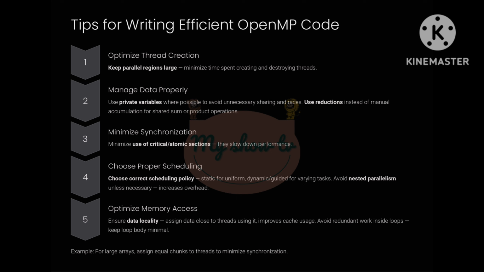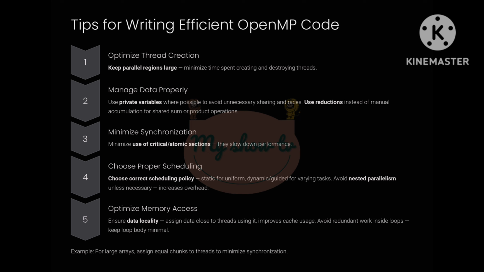Choose the right loop scheduling policy. Static works for equal workloads. Dynamic or guided helps when tasks vary in size. Avoid nested parallelism unless really needed, because creating threads inside threads is very costly. Ensure data locality. Make sure threads work on data stored close together in memory to avoid cache misses. Avoid redundant work inside loops. The loop body should only contain work that must be done repeatedly.